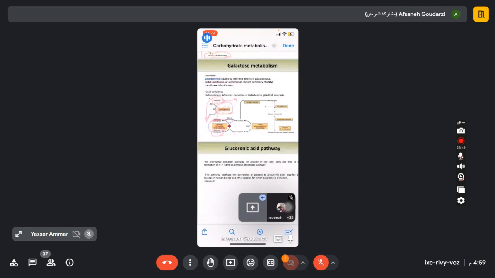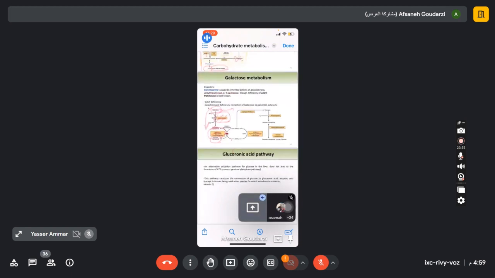The last pathway for carbohydrate metabolism is the glucuronic acid pathway, which I explained to you in the previous session. We said that this is another oxidation pathway for glucose. It is present only in the liver, and it does not produce any ATP, the same as the pentose phosphate pathway, where we didn't get any ATP.